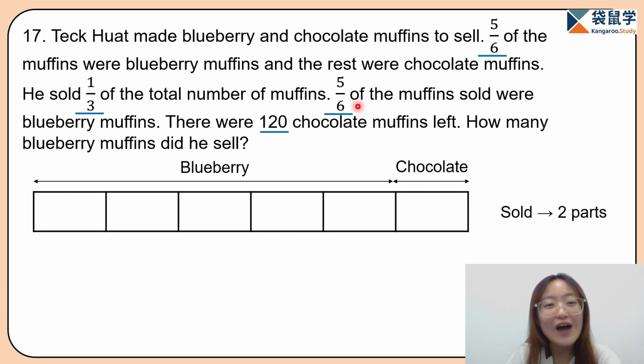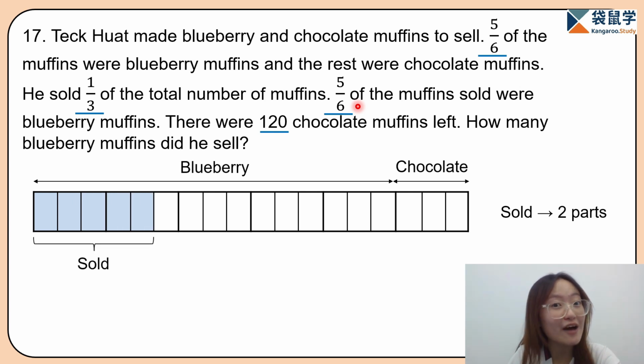So now, 5/6 of the muffins sold were blueberry muffins. Since the muffins sold is 2 parts, what should we make these 2 parts into? We should make it into 6. So how should we divide each part? Divide into 3. So now each part will be divided into 3 and every part needs to be divided. We have made the 2 parts into 6 units. So how many units of the blueberry muffins were sold? 5 units. Then what about the chocolate muffins? 1 unit. 6 minus 5.